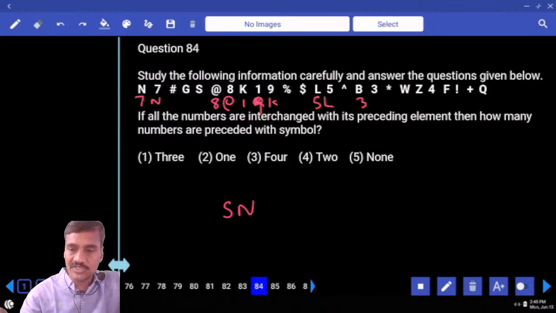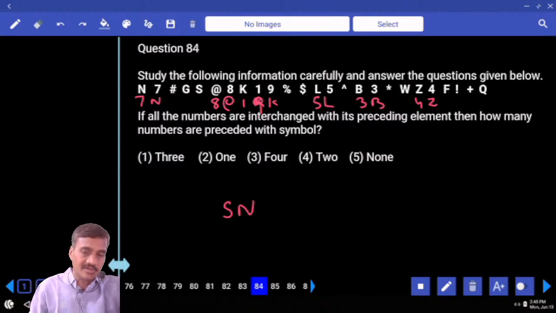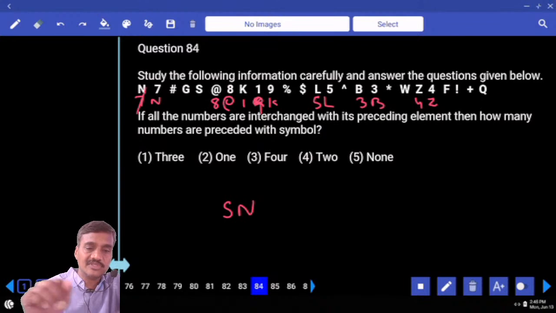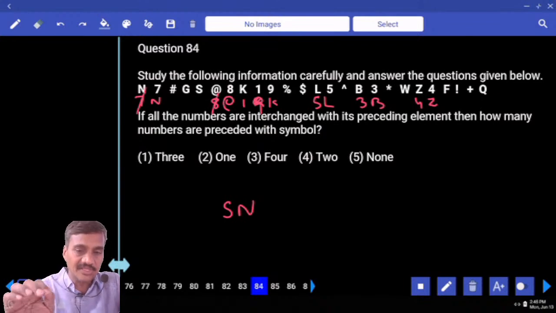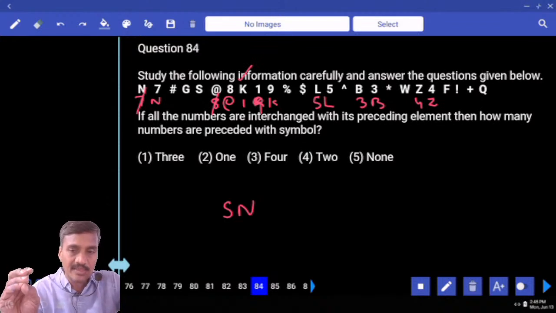Next one, this is 3 and this is B. And this is 4 and this is Z. Then how many numbers are there preceded with a symbol? Now this 7 is not preceded with a symbol. 8 is not preceded with a symbol. Yes, 1 is preceded with the symbol @. And next one, 9 is not preceded with a symbol.